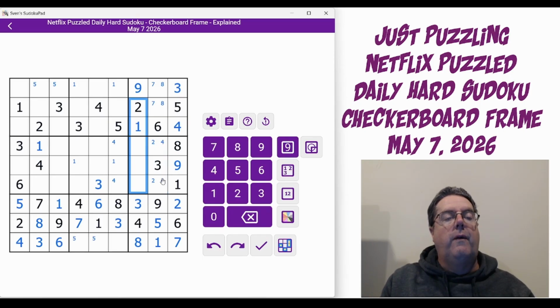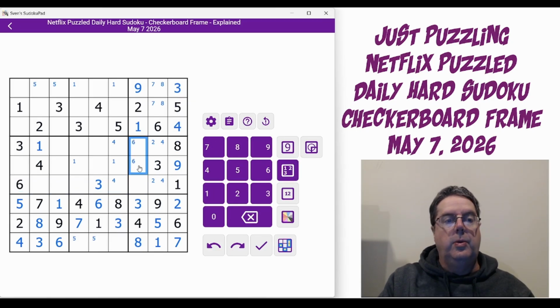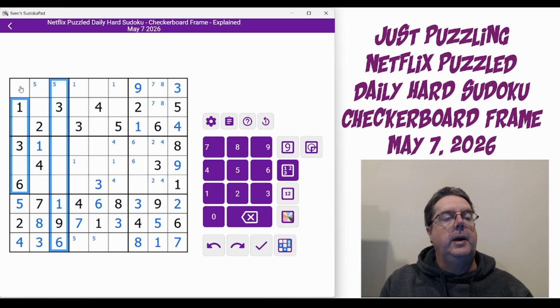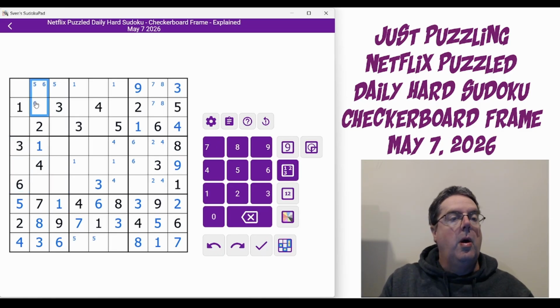1, 2, 3, 4, 5, 6, 6 comes across here, so 6 is one of these two. 7, 8, 9. Okay, so 9's there, 6 is there, 6 is there, 6 comes up there, 6 comes up here, 6 comes up here, so 6 is one of these two.